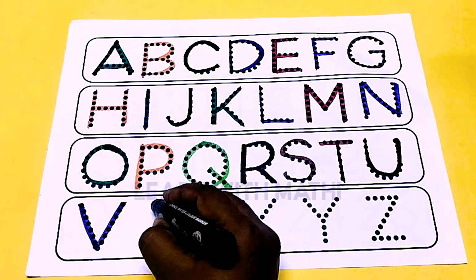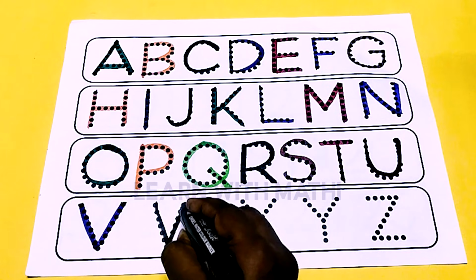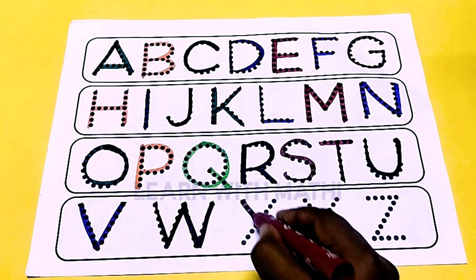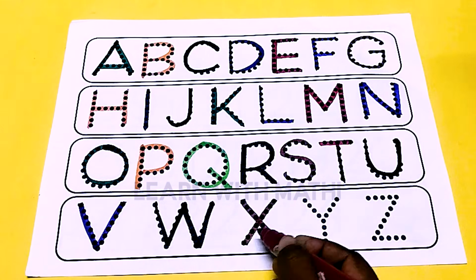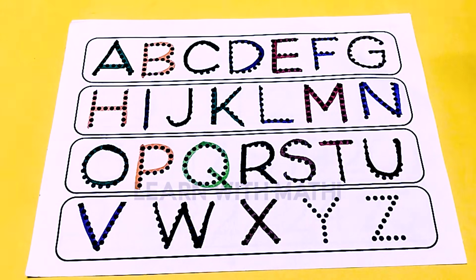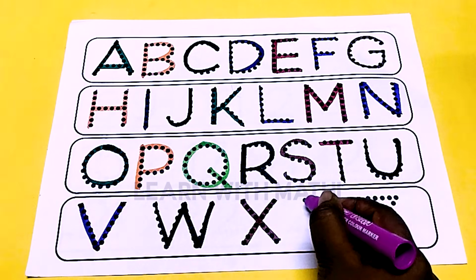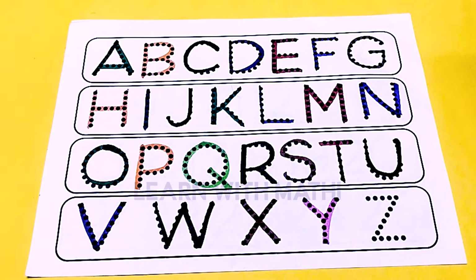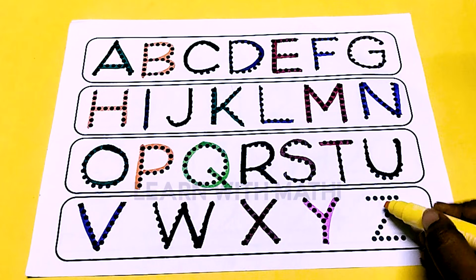This is black color. W for watermelon. This is brown color. X for xylophone. This is pink color. Y for yogurt. Last one in yellow color.